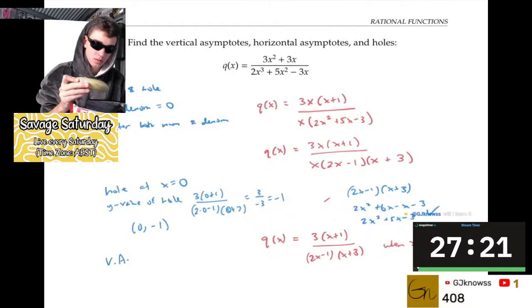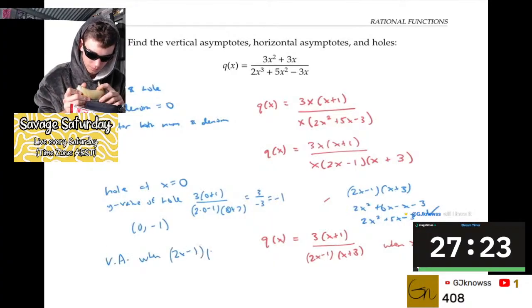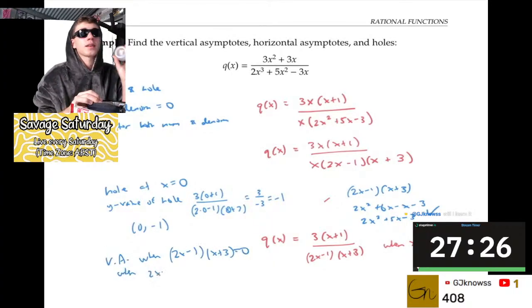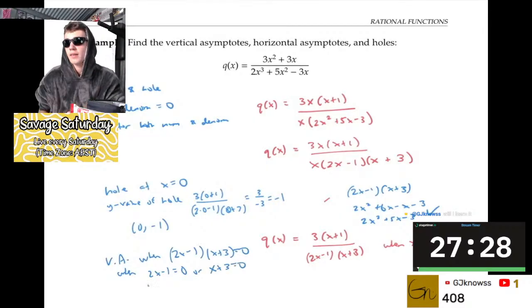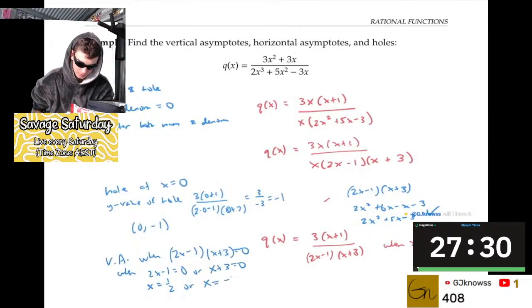So I'll have a vertical asymptote when 2x minus 1 times x plus 3 equals 0, that is, when 2x minus 1 is 0 or x plus 3 is 0. In other words, when x is 1/2 or x equals negative 3.